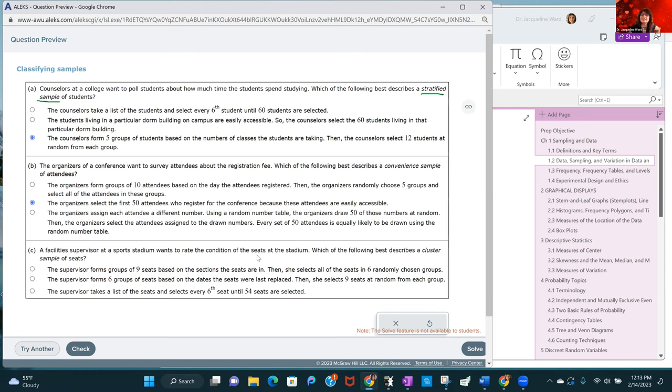A facility supervisor wants to rate the condition of the seats in the stadium. Which of the following best describes a cluster sample? So now you're going to take some number of clusters and look at all of the seats in those clusters. So the supervisor forms groups of 9 seats based on the sections and then selects all of the seats in 6 randomly chosen groups. Okay. So that is a cluster. Rather than every 6th seat, right? That's systematic. And here she's choosing seats from each group. But it's all within the chosen groups. Okay.